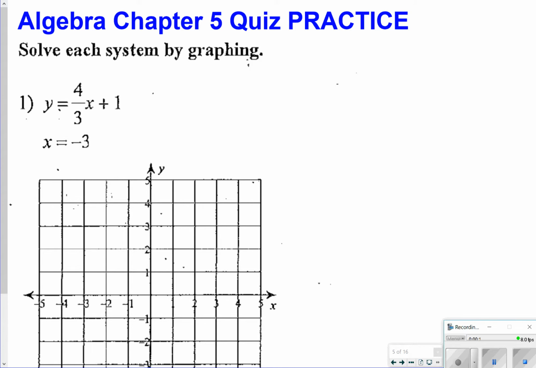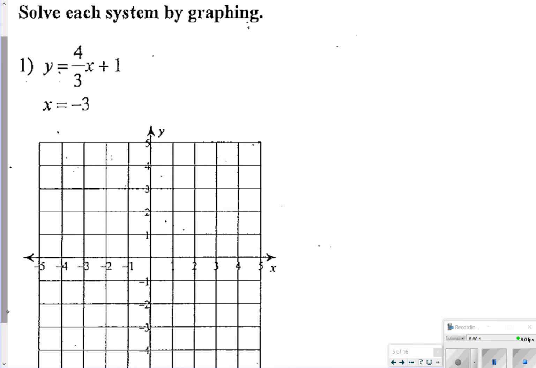The first one says solve each system by graphing. I'm going to first do y is equal to 4/3 x plus 1. So that's a positive 1 on the y-axis, and then up 4 over 3. And then I'm also going to do the same thing again, going down 4 over 3. So there's my first line.